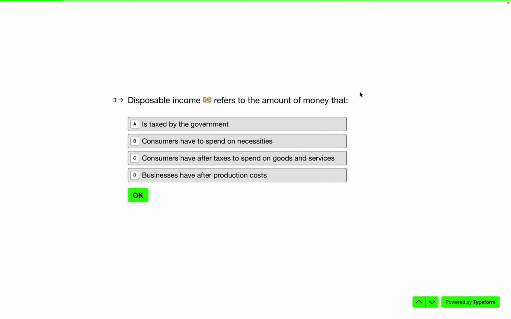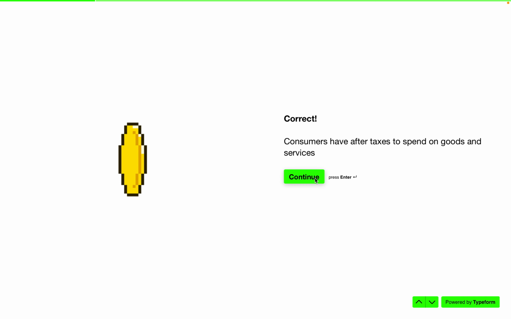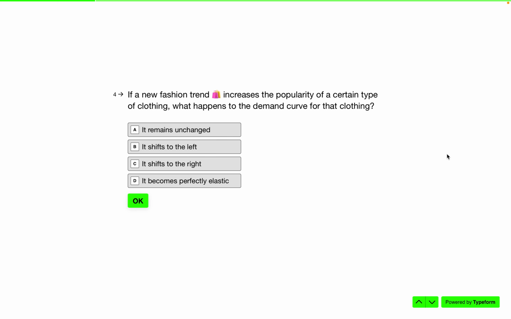Disposable income refers to the amount of money that consumers have after taxation, right? So let's see if any option matches that. Consumers have after taxes to spend on goods and services. Correct. Okay, next one. If a new fashion trend increases the popularity of a certain type of clothing, what happens to the demand curve for that clothing? Well, clearly the demand curve is going to shift outwards, so that would mean it would shift to the right.